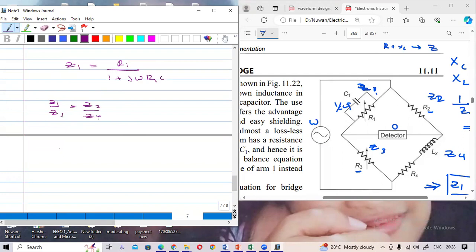Okay, so Z1 is this one, R1 over 1 plus j omega R1c, and Z3 is R3. This is divided by R3, that means multiplied by 1 over R3, so it will be R3 here. And it is equal to R2 divided by Rx plus j omega Lx.